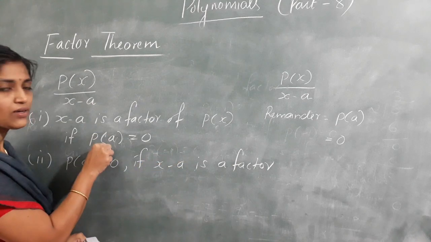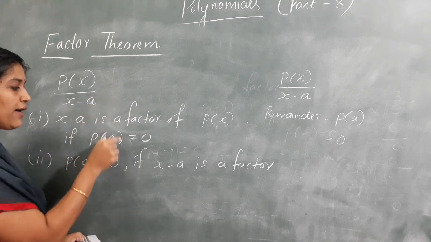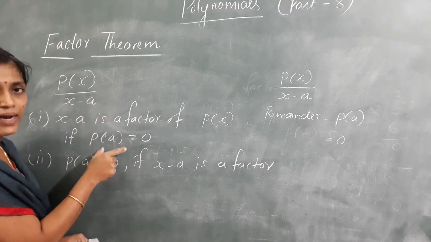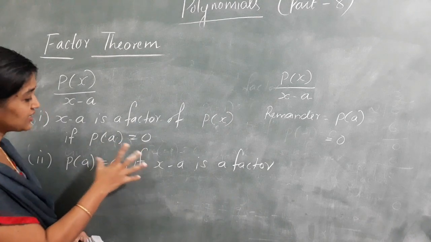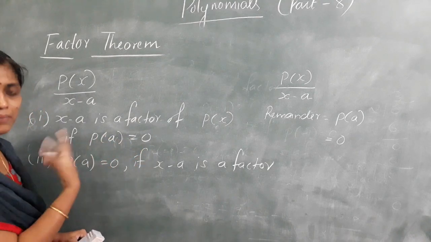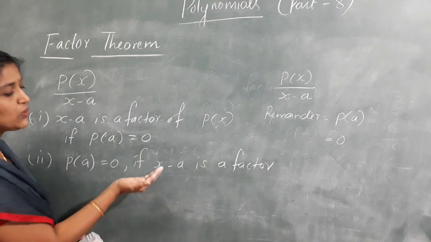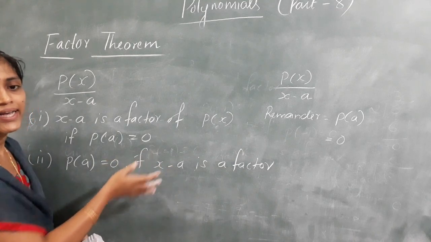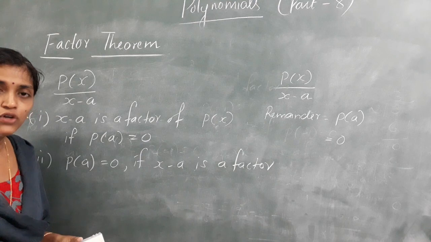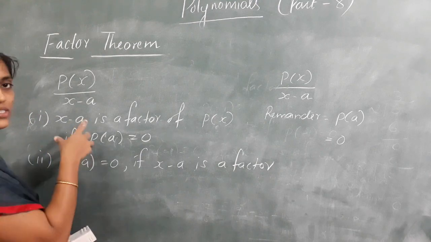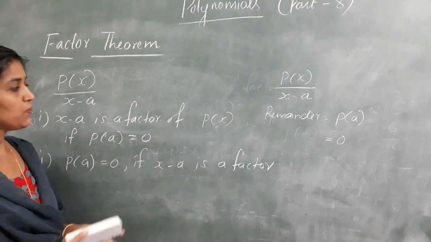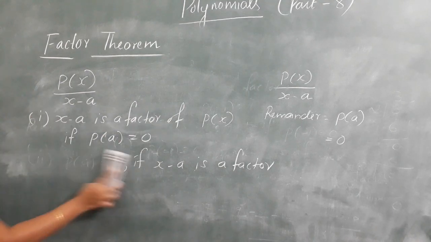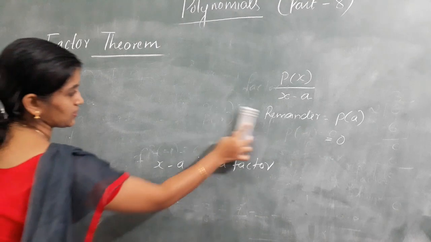So to check whether it is a factor, you just have to check whether the remainder is equal to 0, that is, p of a is equal to 0. And if it is given that the remainder is equal to 0, you can directly say x minus a is a factor of p of x. Those are the two conditions we are studying under this factor theorem. So we are using both the conditions to solve problems.